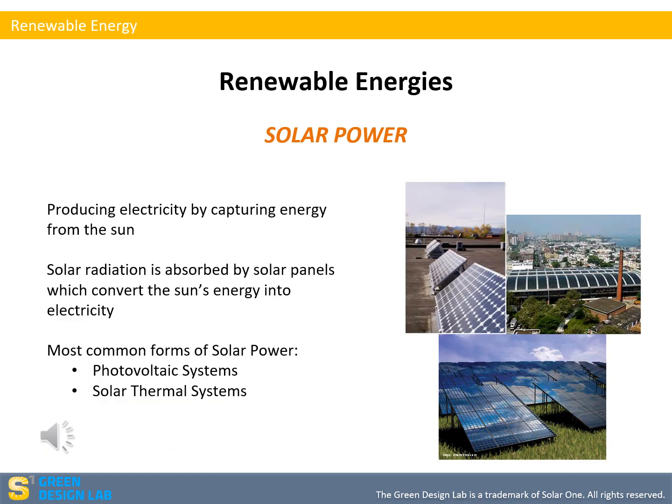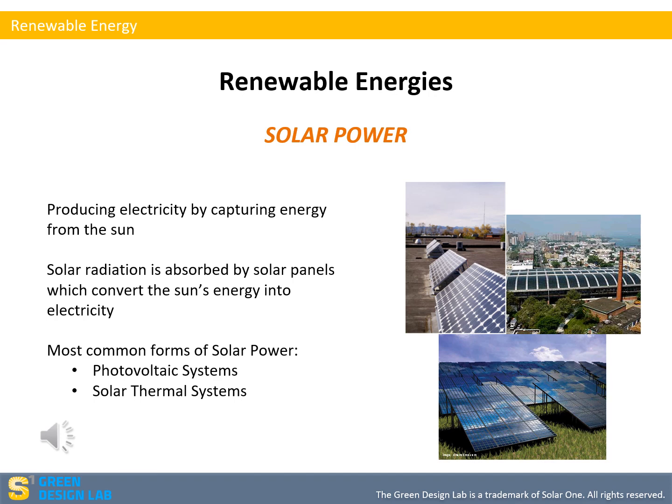Solar power is the primary source of energy on Earth. People have always used energy from the sun. The rays of sunlight that reach the Earth can be converted into other forms of energy. For example, solar radiation is absorbed by solar panels, which convert the sun's energy into electricity.